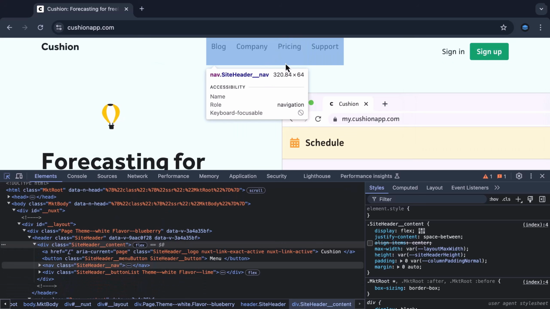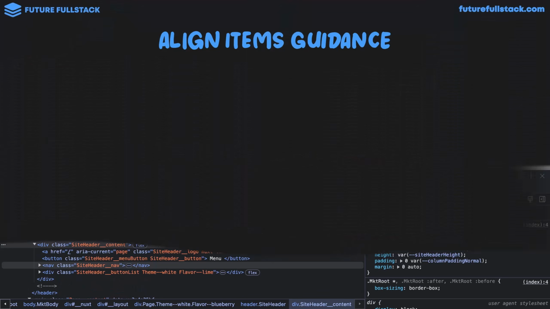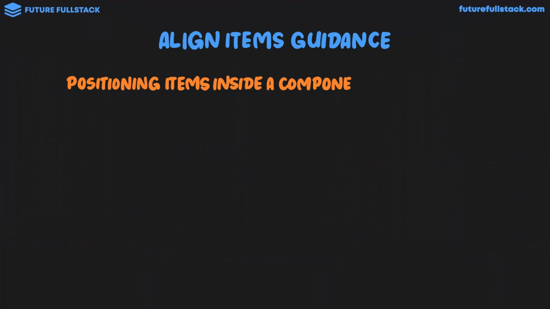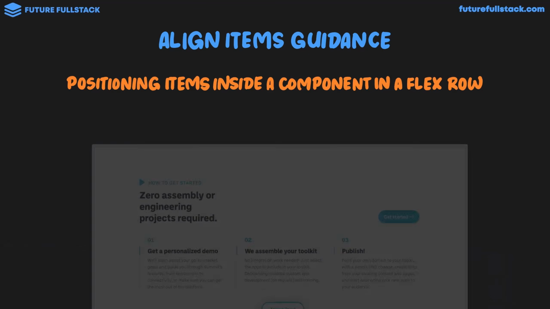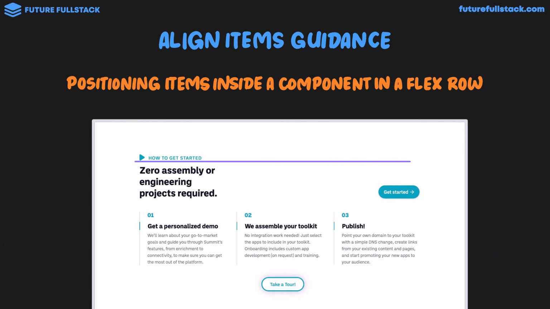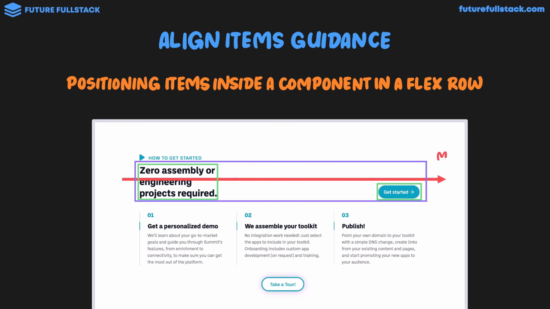For the next piece of guidance, align items is often used for positioning items inside a component in a flex row. Looking at this page over here, we have a component like this, which is inside a flex container. Our text is a flex item, and our button is also a flex item. Our main axis is running from left to right. So in a row, our cross axis is running from top to bottom, and you can see that our items are positioned at the bottom of the flex container. That is, we'd be using a value like align items flex end.